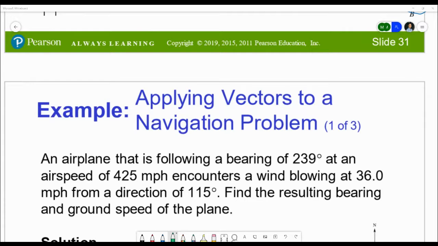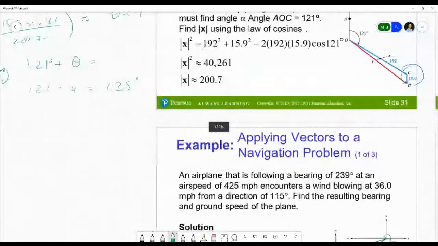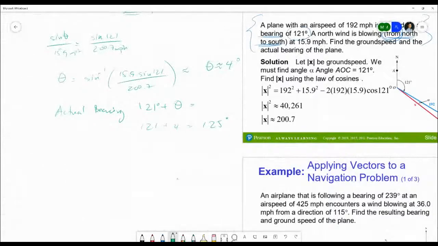Okay, so let's look at how to sketch this. We have an airplane that's following a bearing of 239 degrees and an airspeed of 425 miles per hour. It encounters a wind blowing at 36 miles per hour from a direction of 115 degrees. Okay, so remember, the keyword here is from.